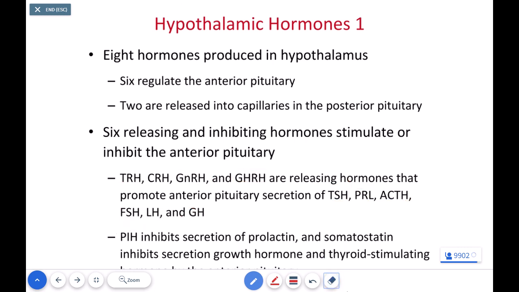Of this list of hormones, or tropic hormones from the hypothalamus, the one that I really want you to focus on the most is the GnRH. That is a very key hormone. And the reason I want you to focus on that hormone the most is because when we get to the reproductive system next semester, we're going to spend a lot of time talking about gonadotropin releasing hormone, GnRH, for gonadotropin releasing hormone.